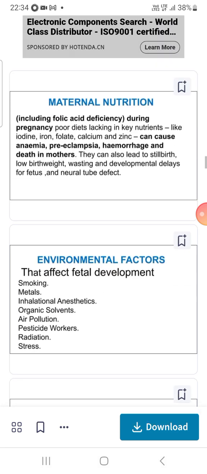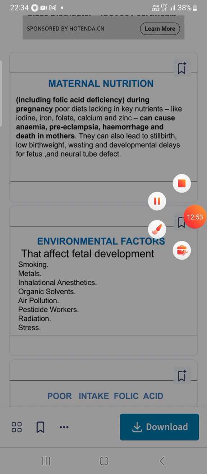These also cause some problems in the body related to neural tube defects. And now we'll go with the environmental factors.